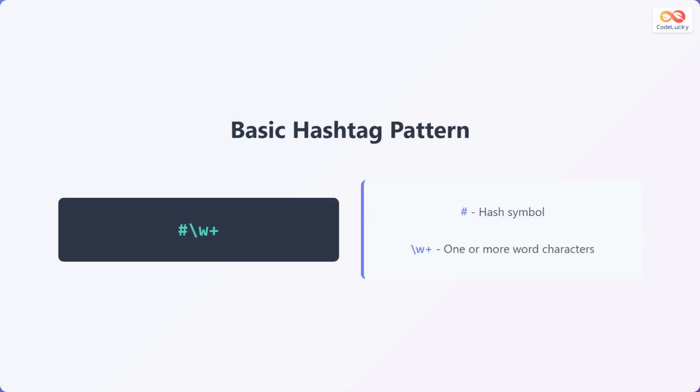To extract hashtags, we can define a basic regular expression pattern. The pattern is as follows: #\w+. Let's break down what this pattern means. The hash symbol simply matches the hash character. \w+ matches one or more word characters. This includes letters, numbers, and underscores. This pattern will find any sequence that starts with a hash symbol followed by one or more word characters.